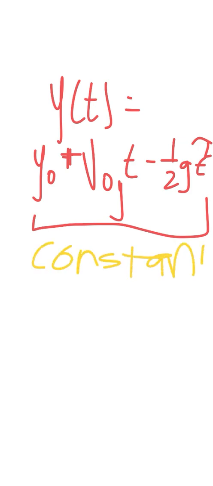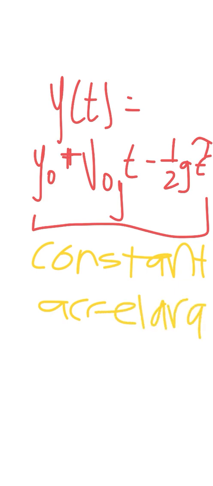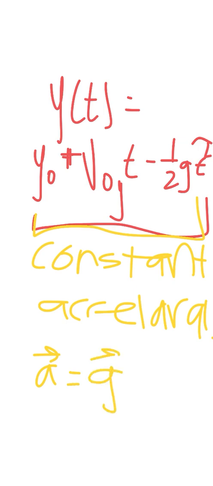Now this, you may know already, is the equation for constant acceleration. And that is why we use this equation, because we have constant acceleration, as we said before. The constant acceleration is equal to g, which is equal to -10 meters per second squared. So since we have acceleration in the y values, we need to use this equation to signify that.